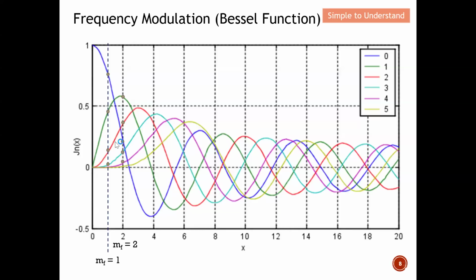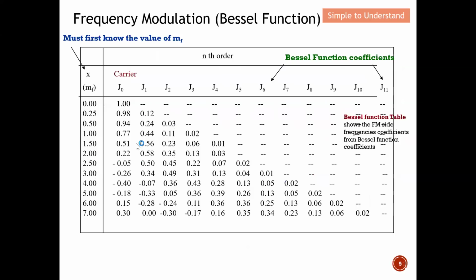So what does all this tell me? Let's take a look at this Bessel function table again. Remember, when I mentioned the modulation index equals 1, and also the modulation index equals 2, earlier on, under modulation index 1, I have 4 significant points on the graph. As for the modulation index 2, I have 5 significant points on the graph.